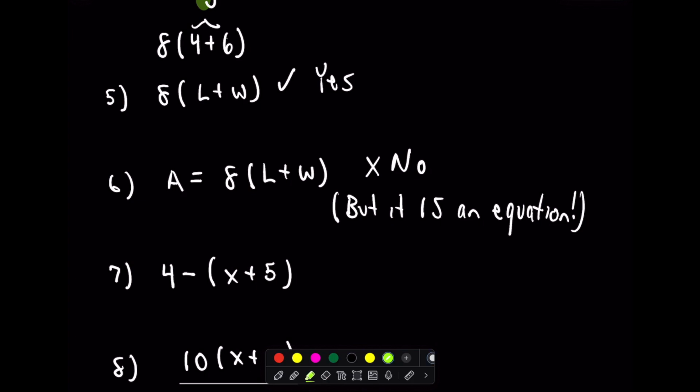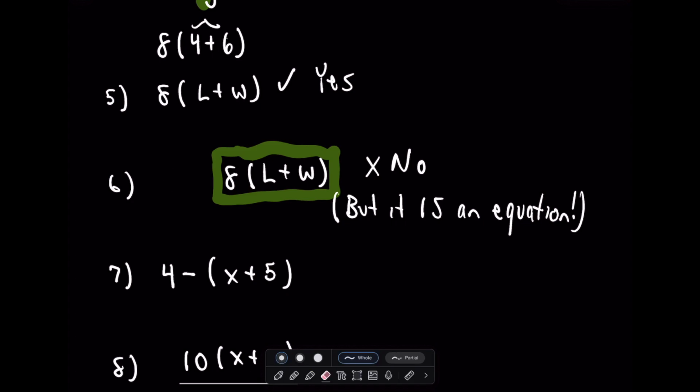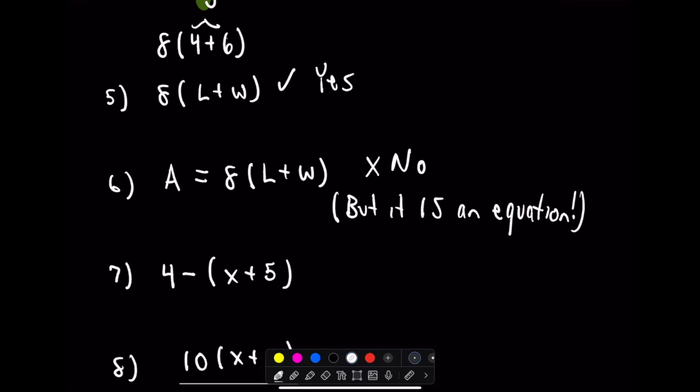Had we only looked at this part on the right side, suppose the A equals wasn't there. If we only had the 8 multiplied by L plus W, which is exactly what we had right above, then yes, it would be an expression at that point. But the way we had it written originally, because of that equal sign, it is not an expression.